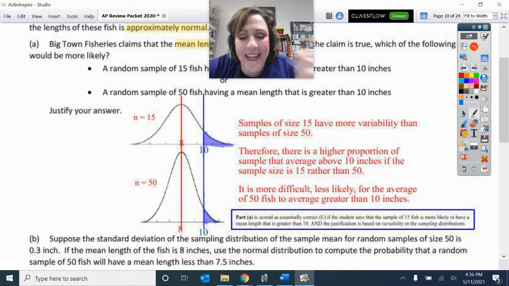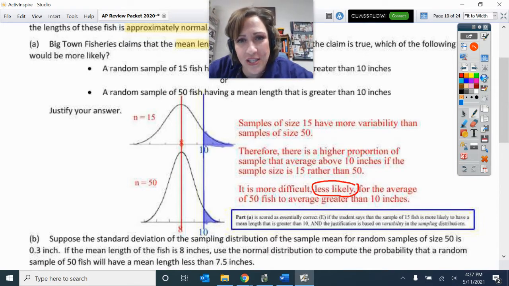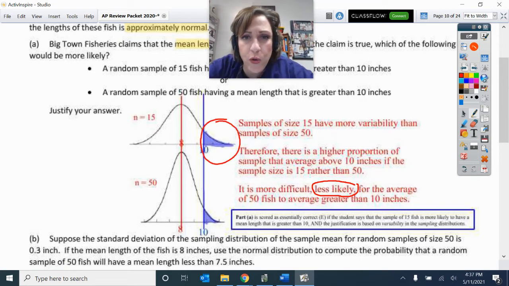I did bad. I kind of did the opposite. I didn't say which one's more likely. I said which one was less likely. I think I would have still gotten credit because it's one or the other. So, which would they be more likely to find? A sample mean greater than 10 when the samples are size 15, or a sample mean greater than 10 inches when the sample sizes are 50.